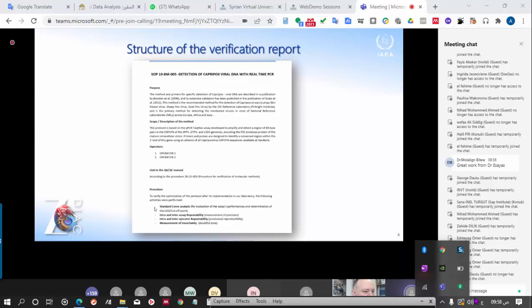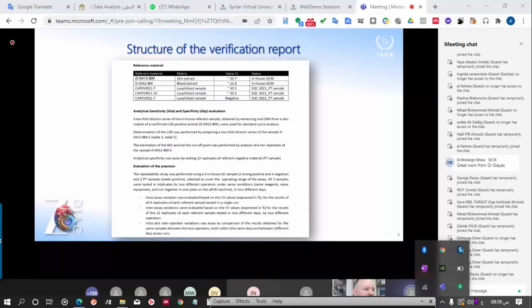So you have a list. I hope you can read it from the screen. We performed a standard curve analysis to evaluate the assay performance and demonstrate the determination of the limit of detection or the cutoff point. We evaluated the intra- and inter-assay repeatability as a measurement of precision, and intra- and inter-operator repeatability for the provisional reproducibility of the test, and measurement of uncertainty so we can define the doubtful zone.